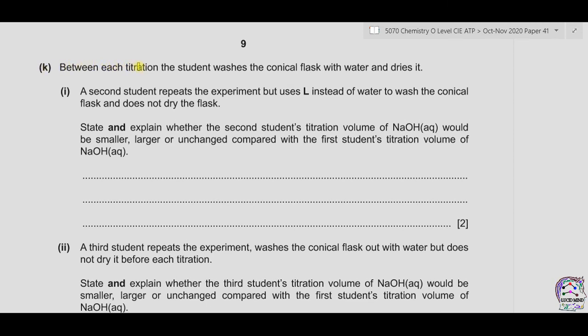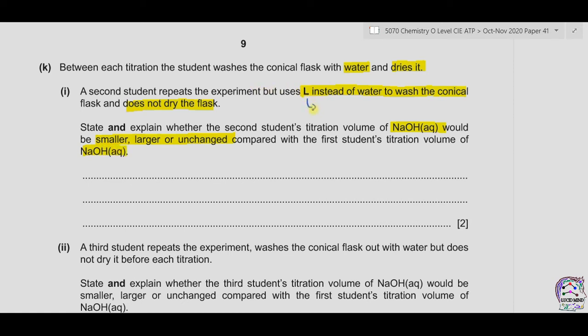K. Between each titration, the student washes the conical flask with water and dries it. Number 1. A second student repeats the experiment but uses L instead of water to wash the conical flask and does not dry the flask. State and explain whether the second student's titration volume of sodium hydroxide would be smaller, larger or unchanged compared with the first student's titration volume of sodium hydroxide.